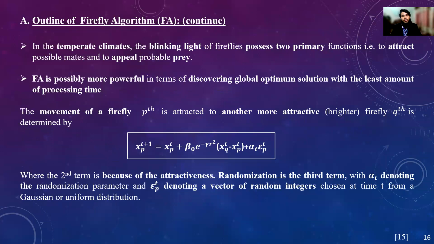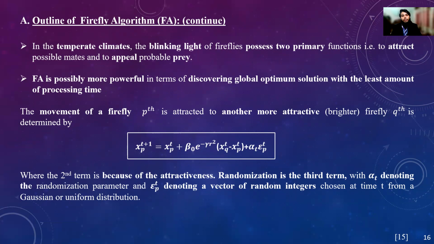In temperate climates, the flashing light of fireflies possesses 2 primary functions. The flashing light helps fireflies find mates, attract their potential prey, and protect themselves from their predators. FA is possibly more robust in discovering the global optimal solution with the least amount of processing time.